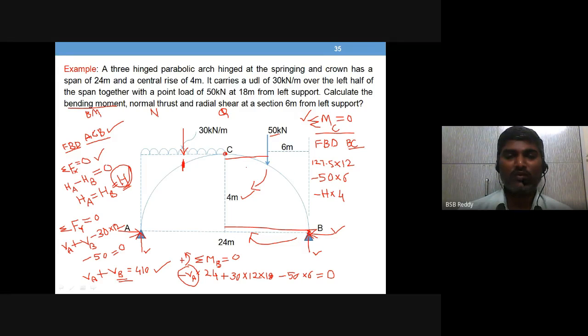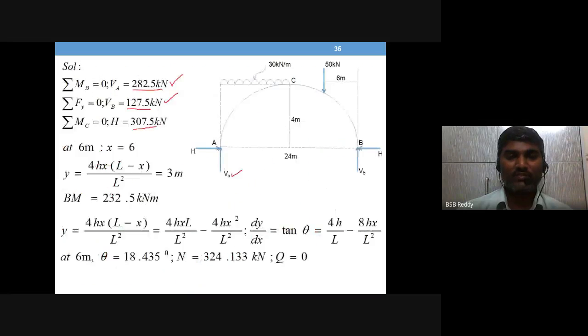This you know very well from the strength of materials. Okay, right. So that's all with the forces. To the right of C, you have only three forces: VB, H and 50 kilonewton, equal to 0. Now you solve for H value. Even if you take the left of C, you should get the same H value. What is the H value? 307.5.